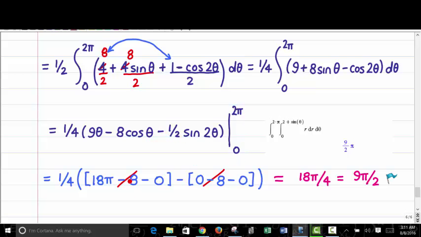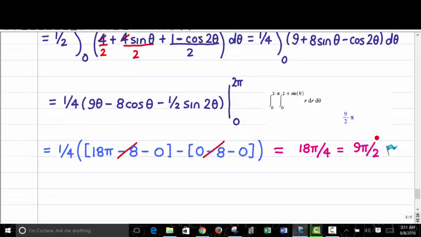Put in 2 pi, put in 0. You get an 18 pi right here, and you get a negative 8 and a 0, a 0, negative 8, and 0. Those negative 8s will cancel because it's negative 8 minus a minus 8. So you end up with 1/4 times 18 pi. So it's 9 pi over 2.